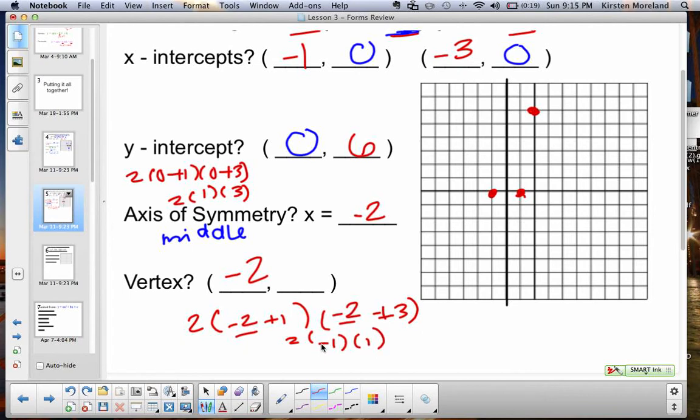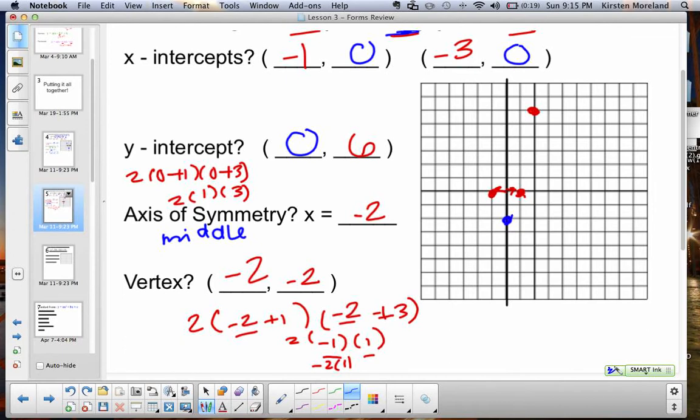3 is positive 1. These should always match except be the opposite sign, because it's basically the distance from this axis of symmetry. That's a negative 1, that's a positive 1 distance. So 2 times negative 1 is negative 2, times 1 is just negative 2. So my vertex is at negative 2, negative 2.